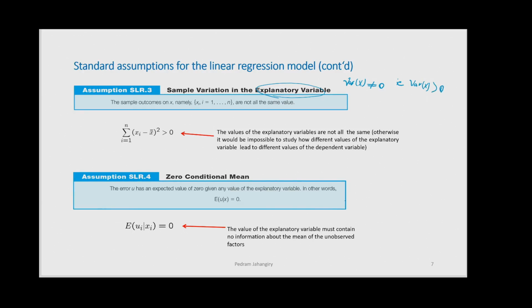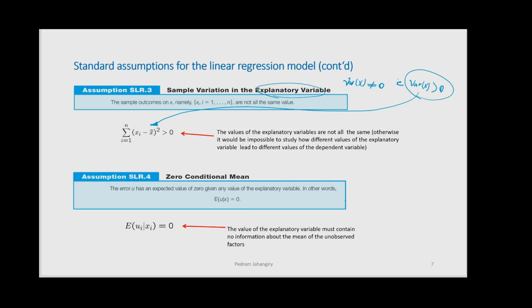And instead of writing it like this, the textbook wrote it like this. This is the same, because if I divide this thing by n minus 1, I get the variance, right? These are the same, they are telling the same story. The textbook says that the summation of xi minus x bar to the power of 2 should be greater than 0. This basically means that you should have some variability in your explanatory variable. Okay, so what if I don't have that variability? Let me give you an exaggerated example.